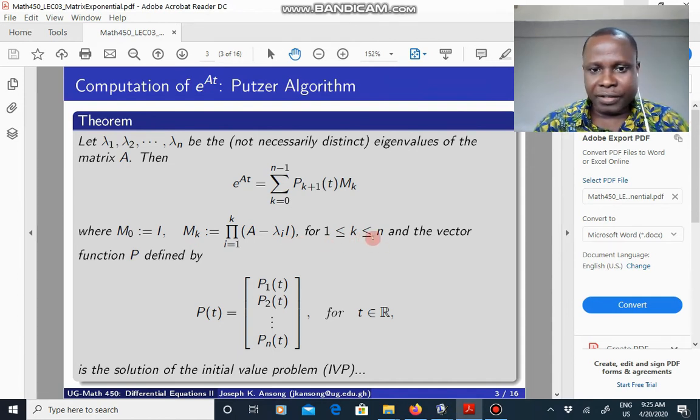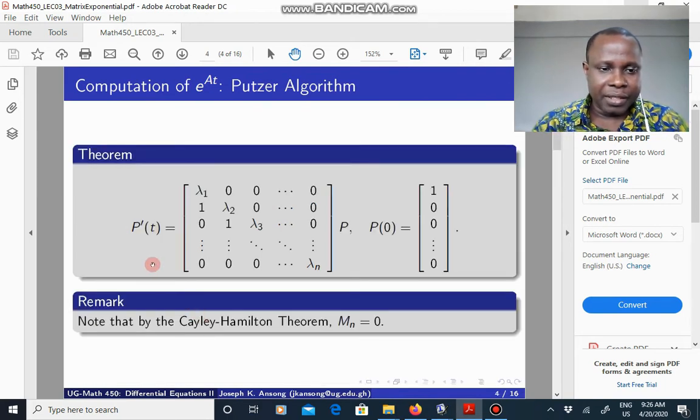In actual fact, k ends at n minus 1. I have a note that tells you that Mn is equal to 0 when k is n, from the Cayley-Hamilton theorem. So you get the m's from this product, and the p's you get from solving an initial value problem. P is a vector, P1 to Pn, and your IVP is given by this. P prime is equal to this matrix, where you set the eigenvalues on the diagonal, and below the diagonal you have 1s, and then 0 everywhere.